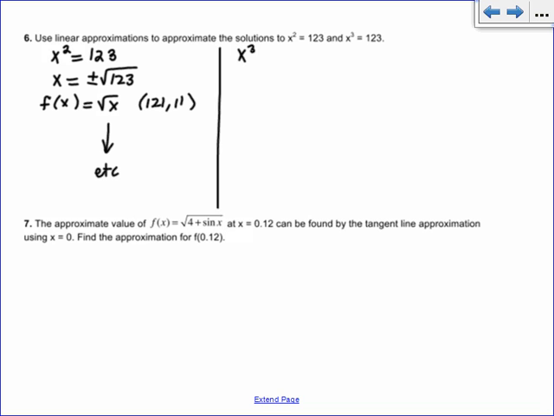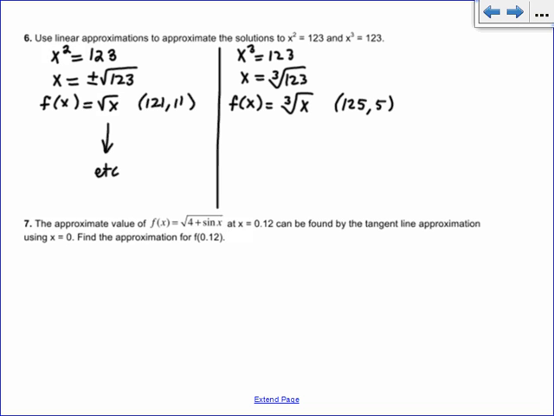If I have x cubed equals 123, then I'm solving x equals the cube root of 123. So that means my function that I'm using should be the cube root of x, right? I want something that's going to be close to 123 that I can take the cube root of. A little tricky. What is it going to be? 125. Yep, 125, exactly. So 125 comma 5.